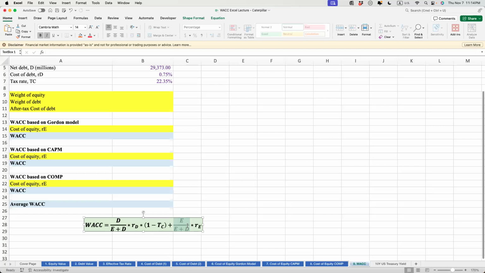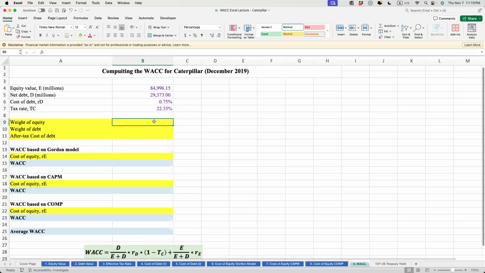weight of equity. So another way to see this formula is the weight of debt multiplied by the cost of debt, multiplied by 1 minus the tax rate, plus the weight of equity multiplied by the cost of equity. So this will give you the weight of debt. This will give you the weight of equity. Then we can calculate that, and your WACC setup will be simpler.